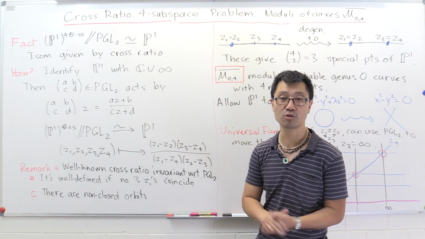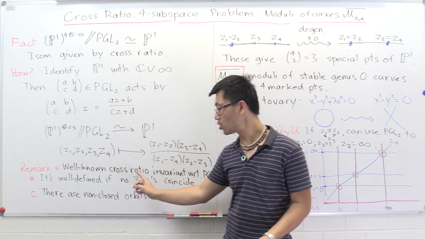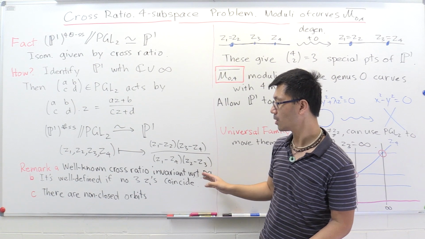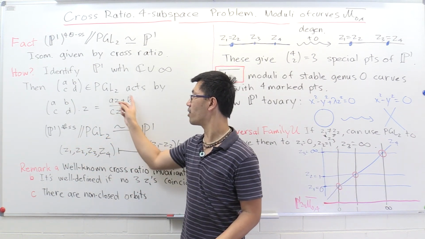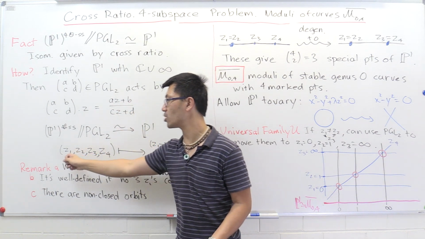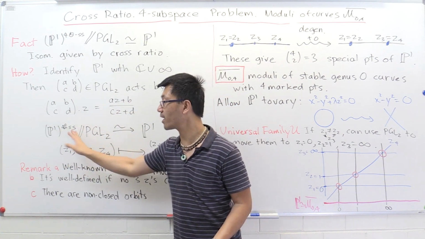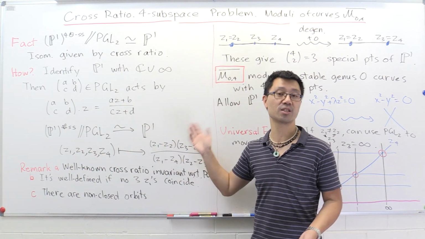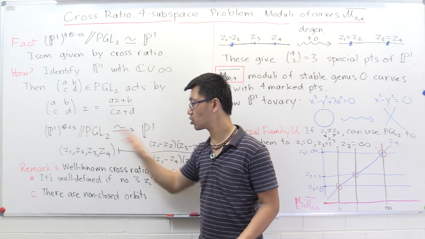Okay, so that's the cross ratio. It's very well known that this cross ratio is invariant with respect to the action of PGL2. So if you let PGL2 act on this, so you apply this linear fractional transformation to each of Z1, Z2, Z3, Z4. Remember, PGL2 acts diagonally on this. If you let it act on all of those, then this expression doesn't change. And in fact, it's going to give you an isomorphism of these two.